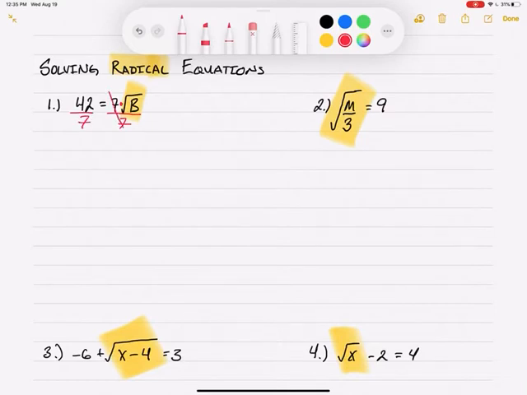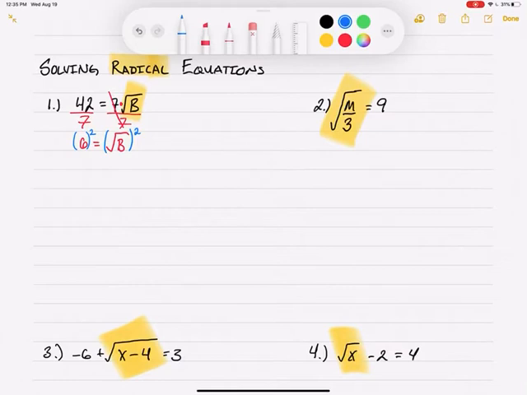The 7's cancel, and 42 divided by 7 is equal to 6. So 6 equals the square root of b. To get rid of the square root symbol, what I'm actually going to do is square both sides. Now, I know you might think, oh, she's multiplying by 2. That's not the case. I'm squaring it.